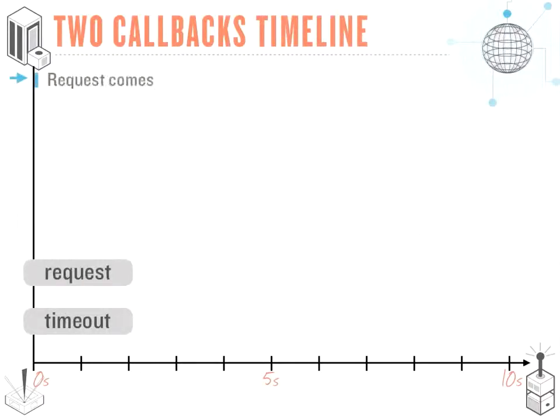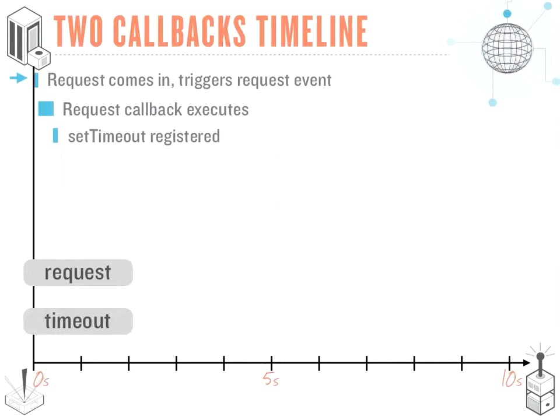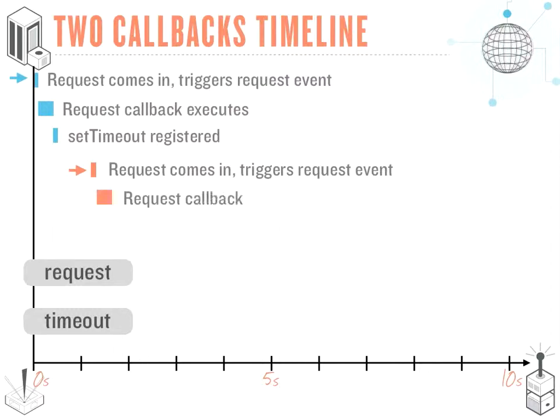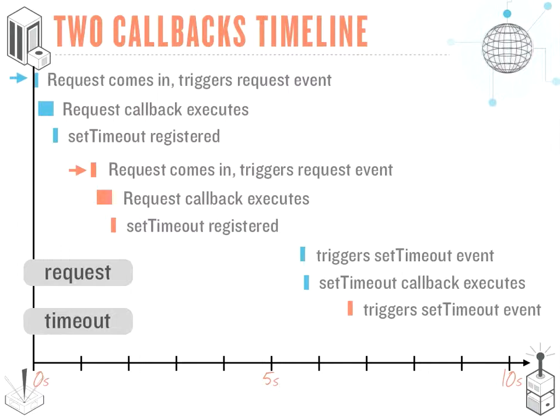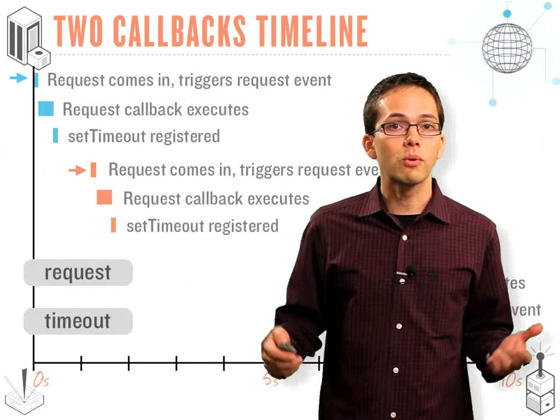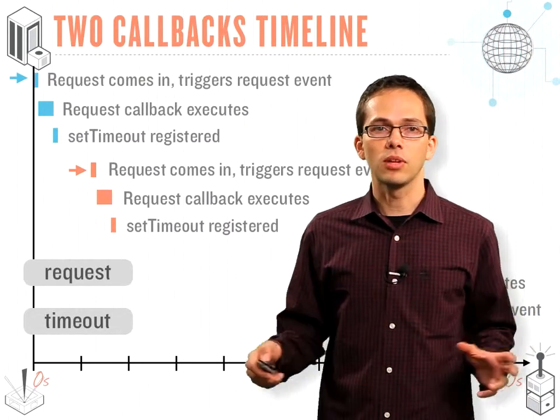So our first request comes in, triggers that request event, the request callback executes, that set timeout code registers, and it's going to wait 5 seconds. Meanwhile, another request comes in, triggers that request event again, the callback executes, the set timeout registers, and now this has to wait 5 seconds. Then when our first timeout is done, it's going to trigger that set timeout event, which will trigger the set timeout callback, and it returns that response. Then our second request is going to trigger the event and do the callback, and so on and so forth. So as you can see, 2 requests can happen at the same time, and nothing is blocking.